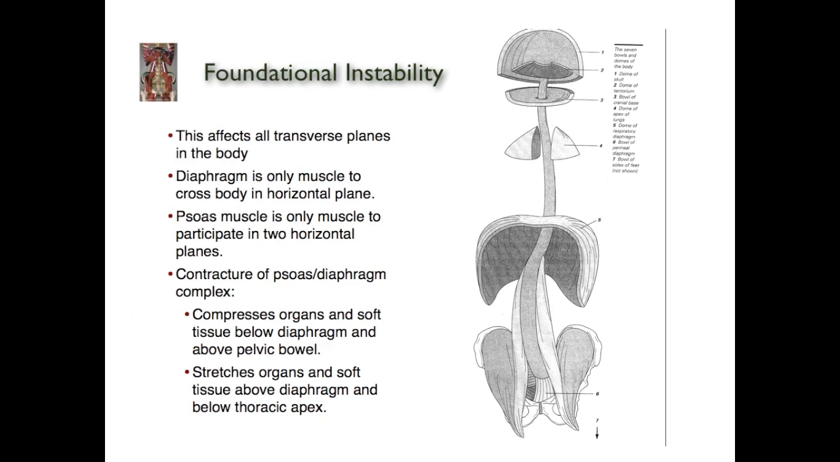Foundational instability of the pelvis causes a Category 2 visceral distortion dysfunction. This affects all transverse fascial planes in the body. The diaphragm is the only muscle to cross the body in the horizontal plane, while the psoas diaphragm muscle complex crosses and participates in two horizontal planes of the abdominal and thoracic compartments. Contracture of the psoas diaphragm complex compresses organs and soft tissues below the diaphragm and above the pelvic bowl, and it stretches the organs and soft tissues above the diaphragm below the thoracic apex.